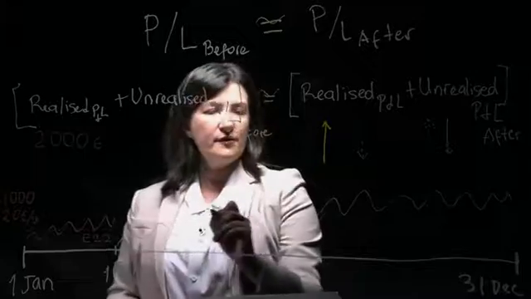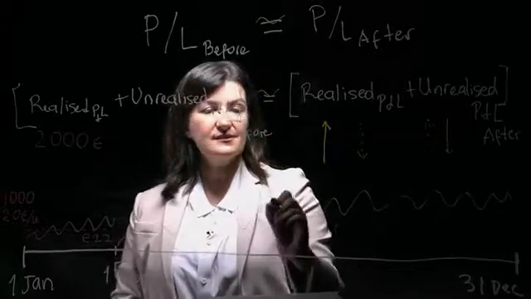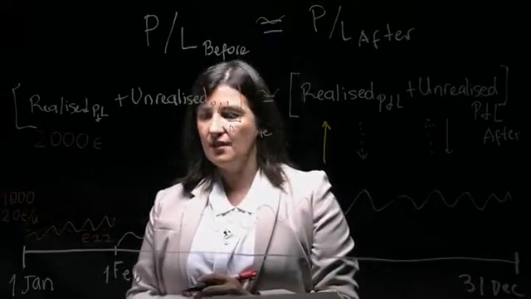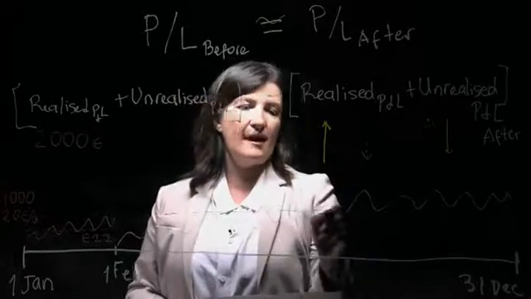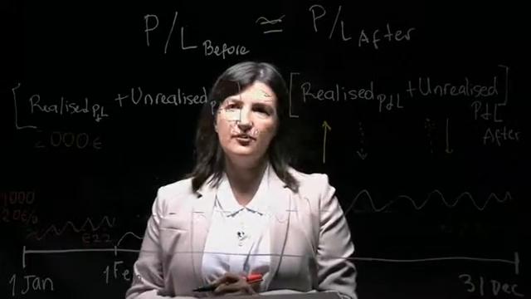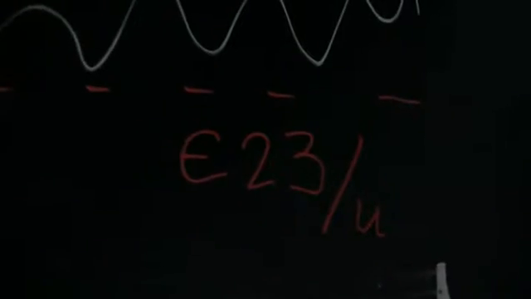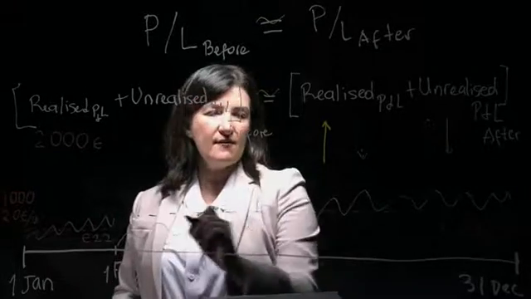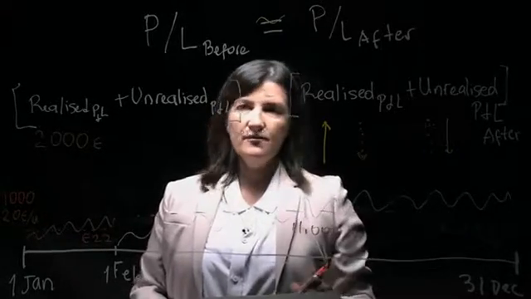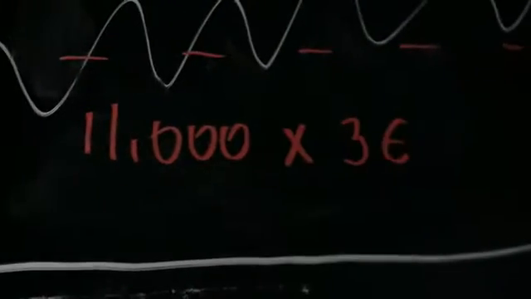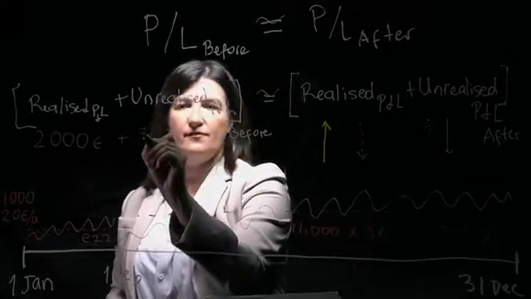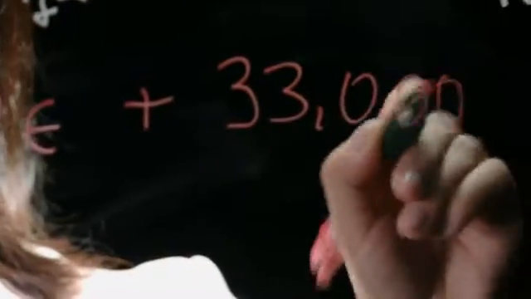Now, what do we do with the future? The trader can see that the market prices carry on going up, and this is, let's say, the official forward market prices. Let's say that on average, the gas in the future is expected to be at 23 euros per unit. So the trader is even happier now, because out of the 11,000 units of gas that are left to be delivered, on average he is going to make 3 euros profit per unit. That means that the unrealized P&L is 33,000 euros.